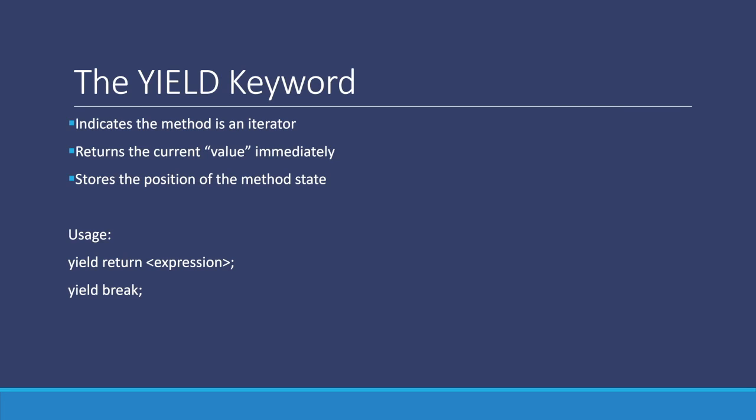So some example usage. We have yield return in some expression. That expression can be just a number, an integer. It could be a string. It could be the results of a method call. It could be a new class that it's constructing.